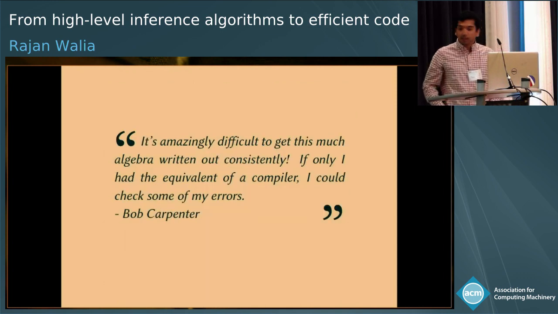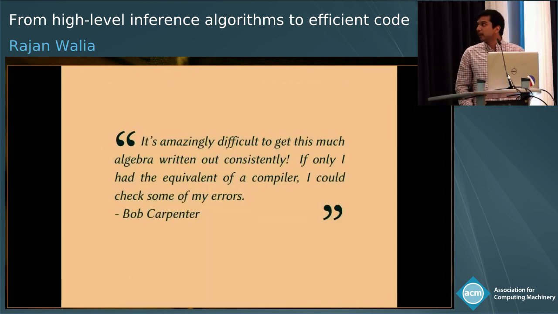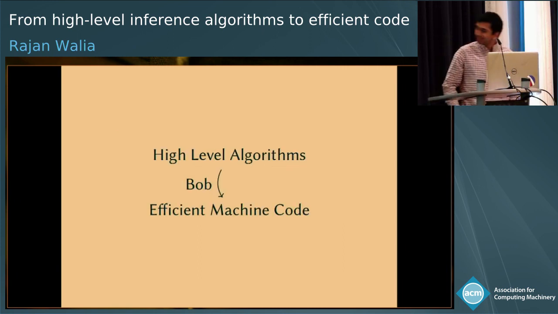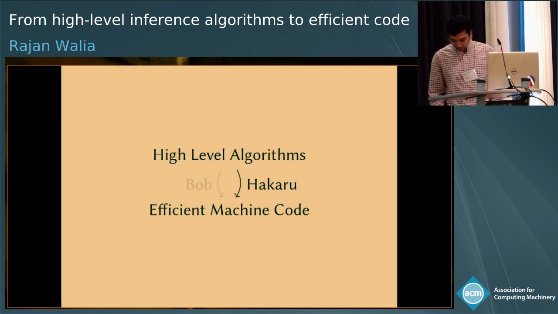Even Bob says, it's amazingly difficult to get this much algebra written out. If only I had a compiler so that I could check some of these errors. Well, Bob wanted a compiler, so we built the compiler. Our compiler does what Bob would do. It takes high-level algorithms and produces efficient machine code for inferencing problems. And our compiler takes care of all the problems that Bob mentions in his tech report, but for the purpose of this talk, I'm going to start with a simpler example, which is similar.